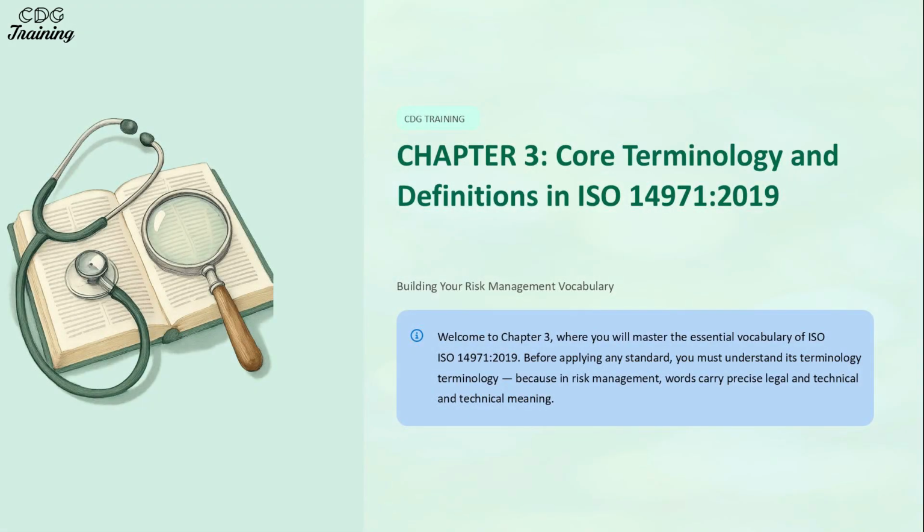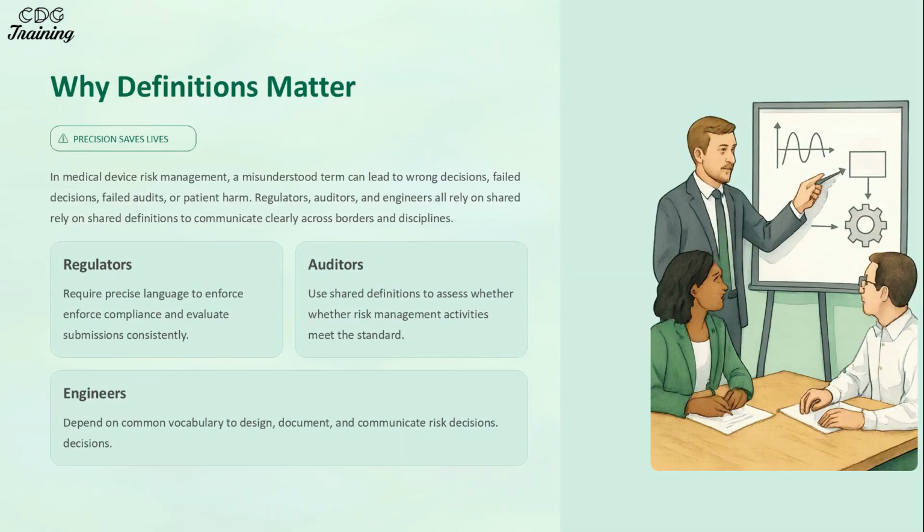Welcome to Chapter 3, where you will master the essential vocabulary of ISO 14971-2019. Before applying any standard, you must understand its terminology, because in risk management, words carry precise legal and technical meaning. In medical device risk management, a misunderstood term can lead to wrong decisions, failed audits, or patient harm. Regulators, auditors, and engineers all rely on shared definitions to communicate clearly across borders and disciplines.